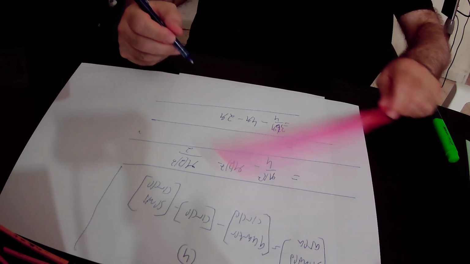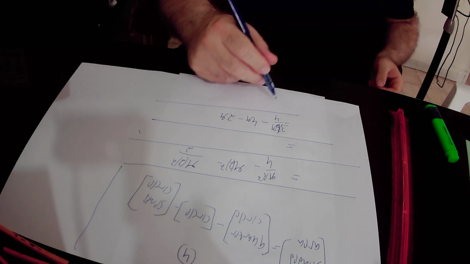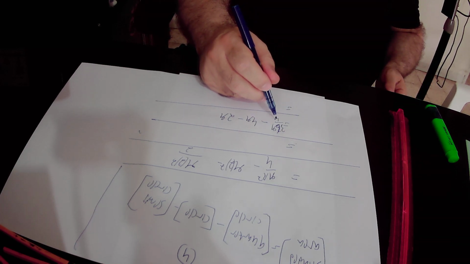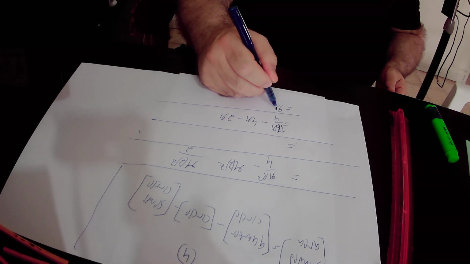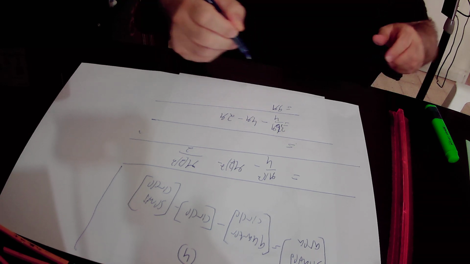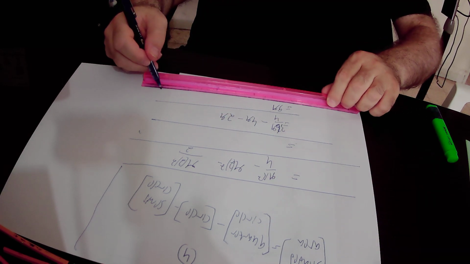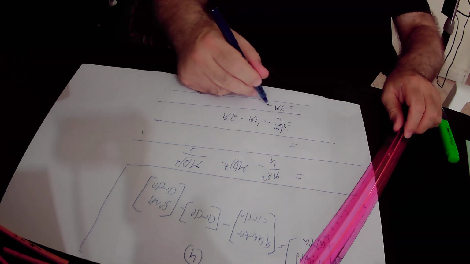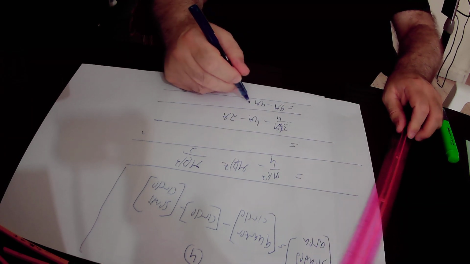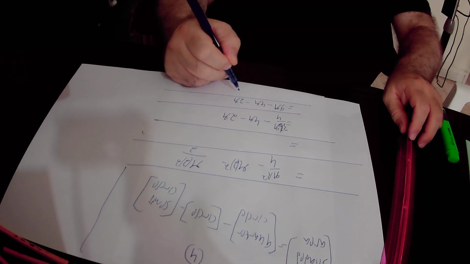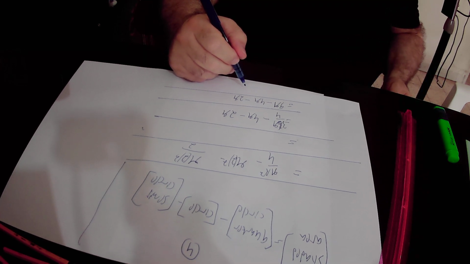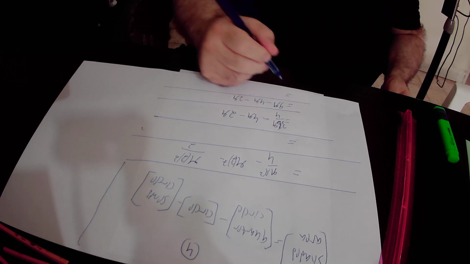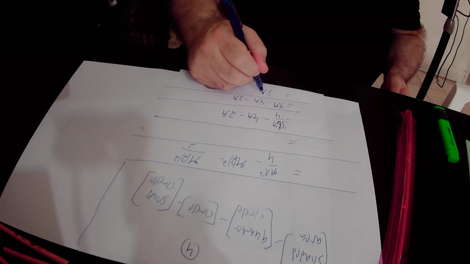Here 36 over 4 is 9, and 9 times pi is 9 pi. So in conclusion, the area of the quarter circle is 9 pi. So it is actually 9 pi minus 4 pi minus 2 pi. 9 pi minus 4 pi is 5 pi, and 5 pi minus 2 pi is 3 pi.